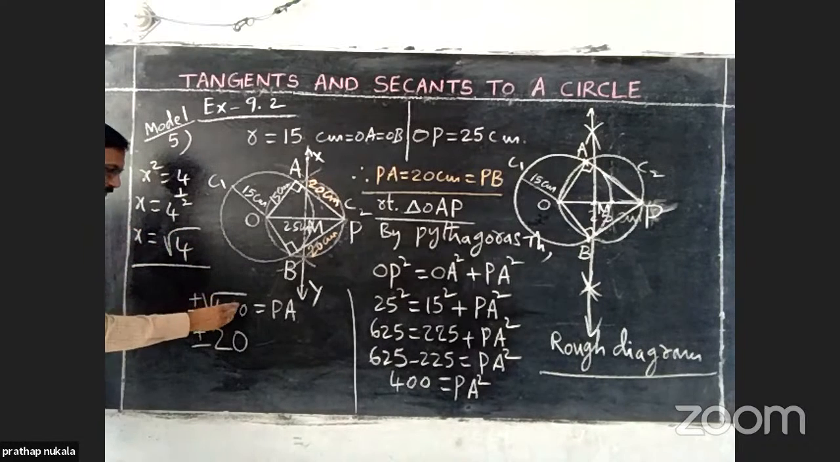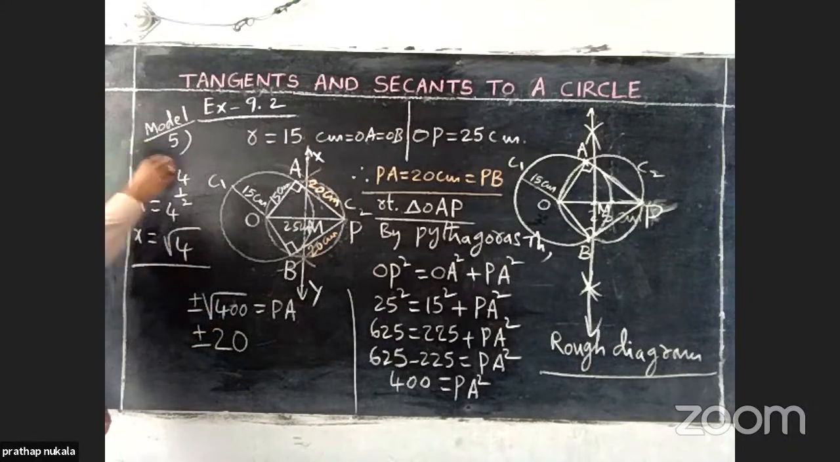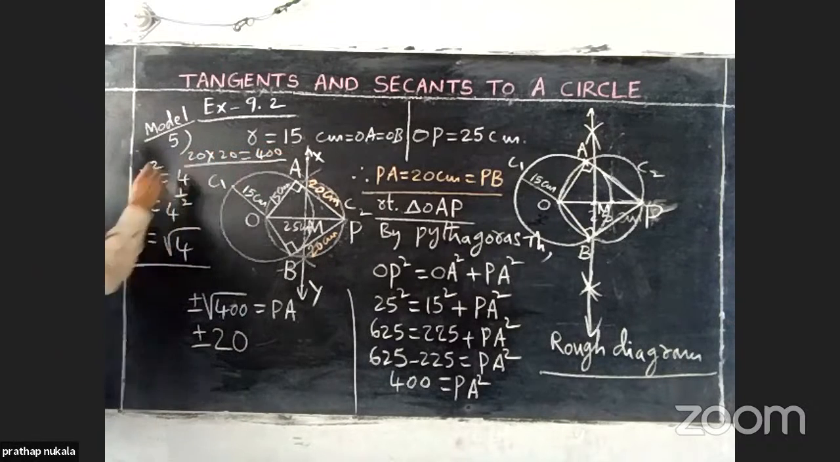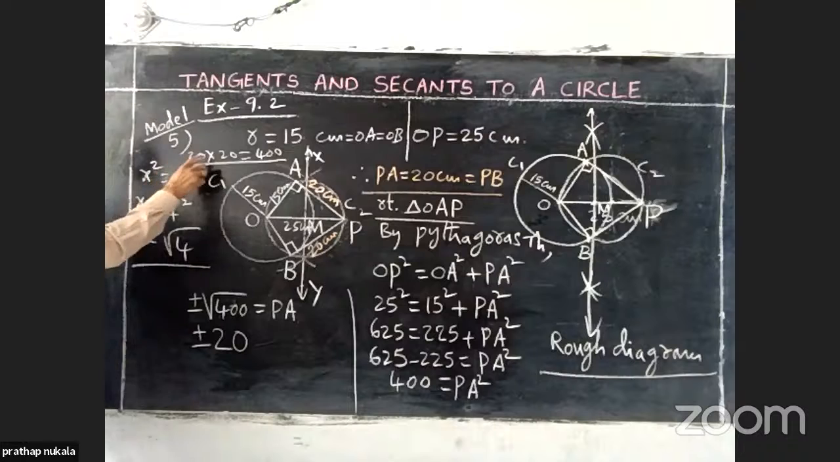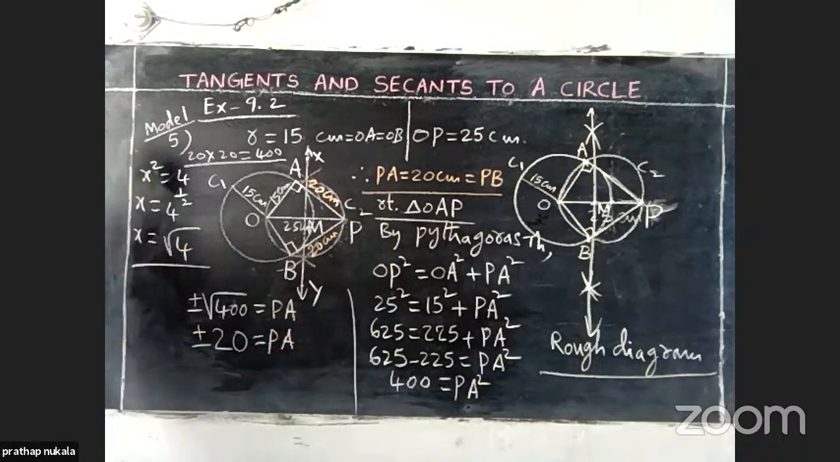Otherwise, we can say the square of 20 is 400. 20 into 20 equal to 400. That's why the square root of 400 equal to 20. Again, equal to PA. Right. Now, PA equal to one value is plus 20, another value is minus 20.